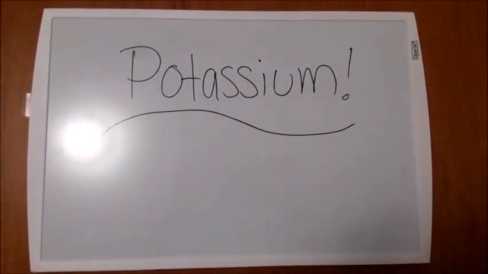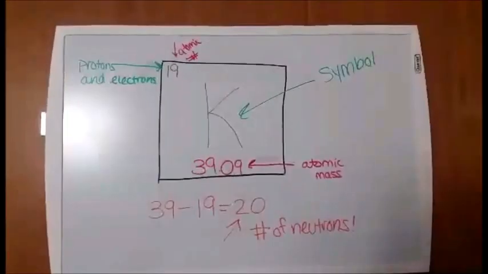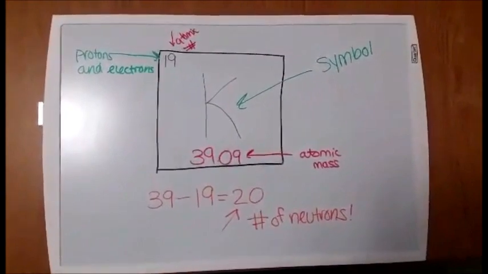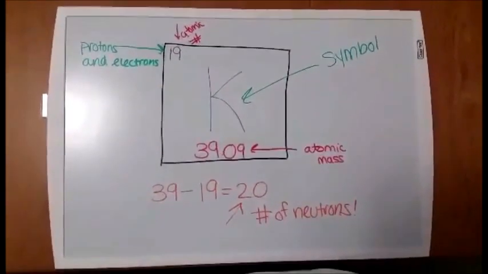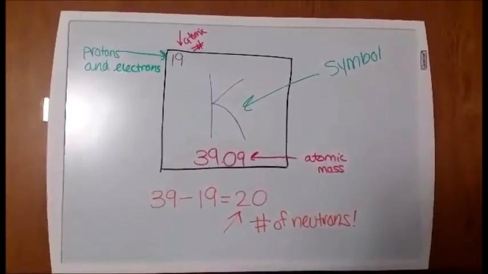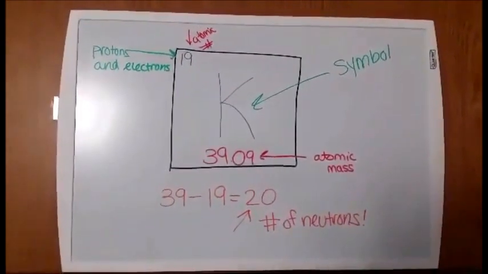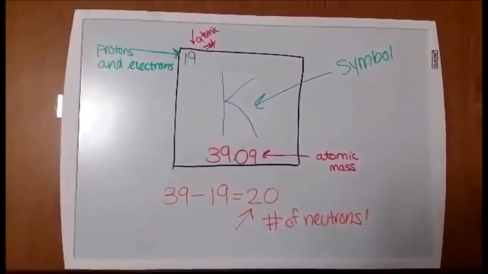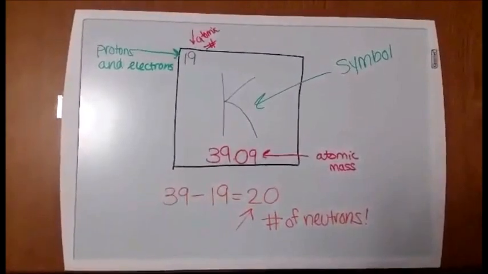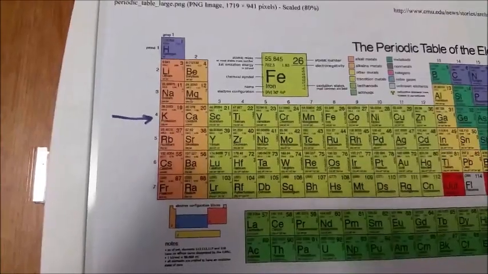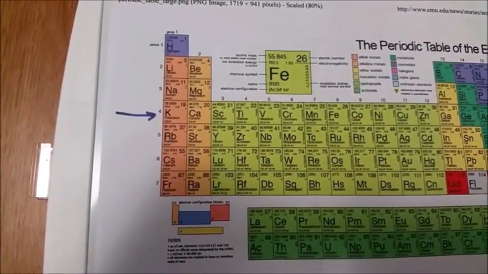Hi everyone, so we're going to be talking a little bit more about potassium. As we can recall from my last video, potassium has a symbol of K, an atomic mass of 39.09, atomic number of 19, which is also 19 protons and 19 electrons, and 20 neutrons. Potassium is also in group 1 and period 4.